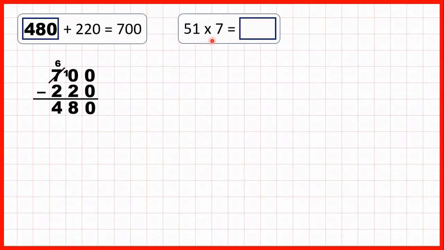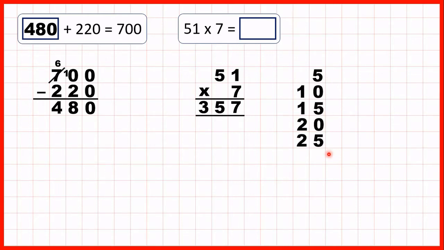Now 51 times 7. So we can write this out as a column multiplication. 1 times 7 is 7, and 5 times 7 is 35. If we weren't sure what 5 times 7 is, well, it might be easier to do 7 times 5. So we could count up in fives until we got to our 7th number, and that's 35. So our answer is 357.